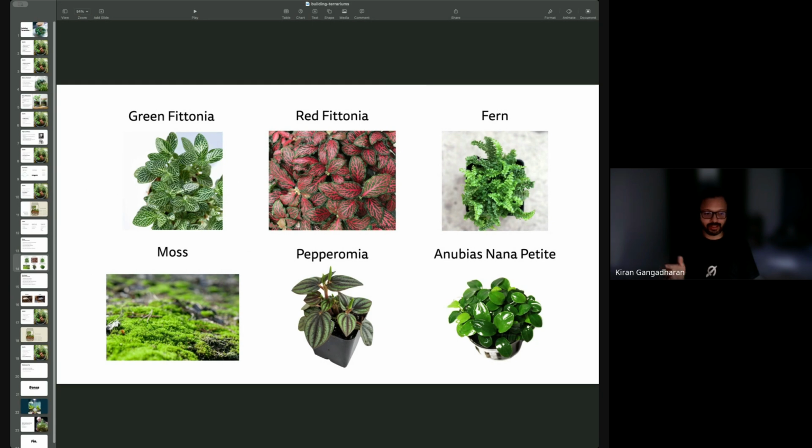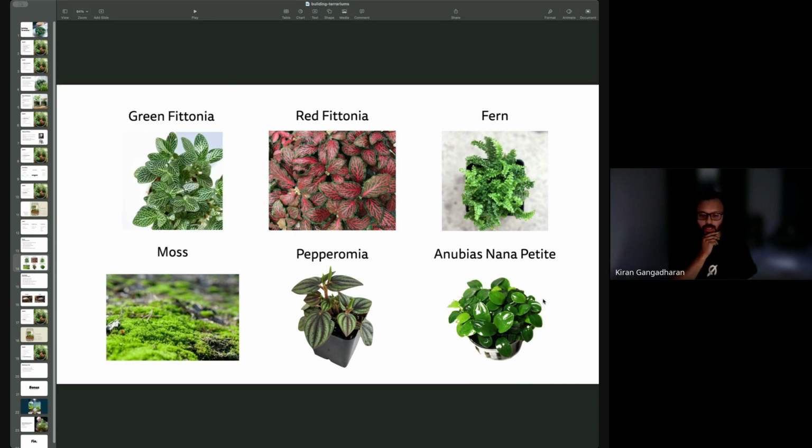Moss also, it's kind of obvious they love this environment. And so anyone starting with a terrarium generally goes with Fittonia or moss because they are the easiest to grow. Peperomia, I haven't tried it myself, but a lot of people, and by people I mean Redditors, swear by it for terrariums. And the last one, this Anubias, is sort of meant for aquariums, but I tried it as an experiment with the terrarium, and it works well.